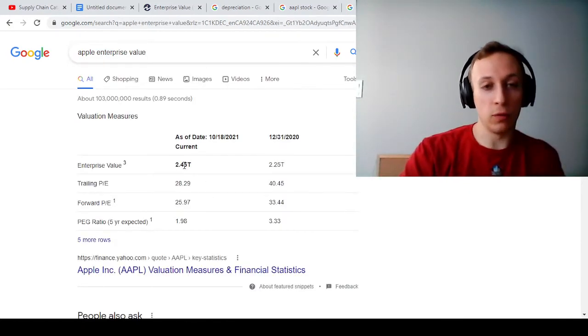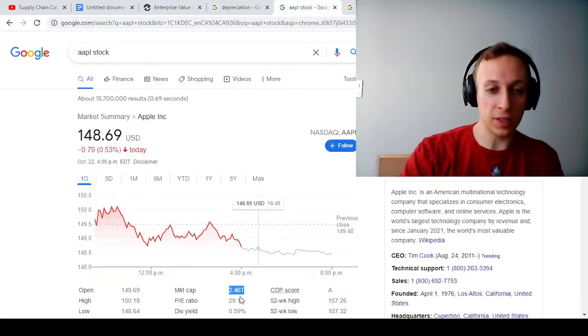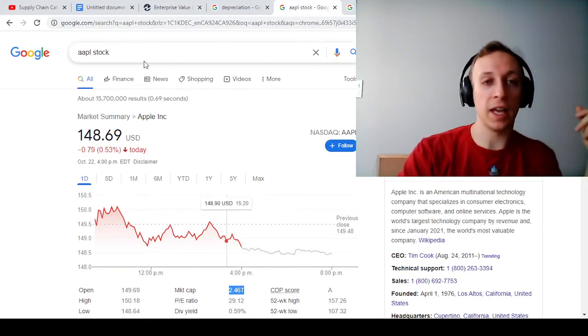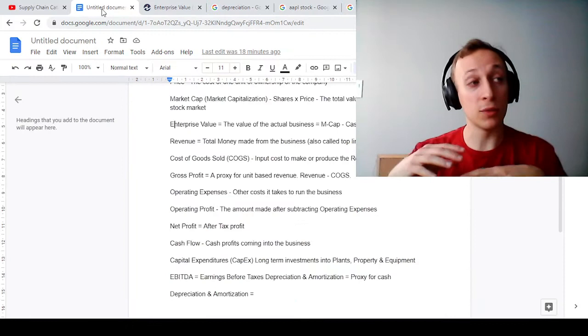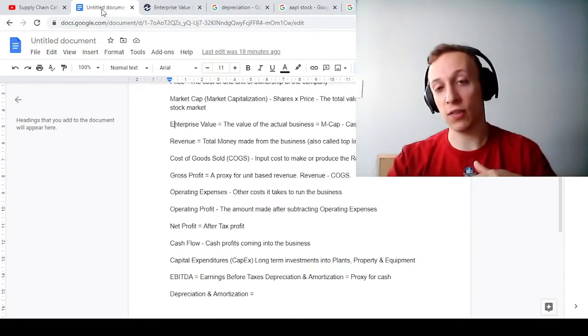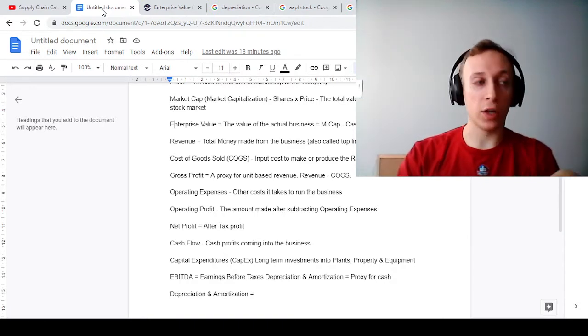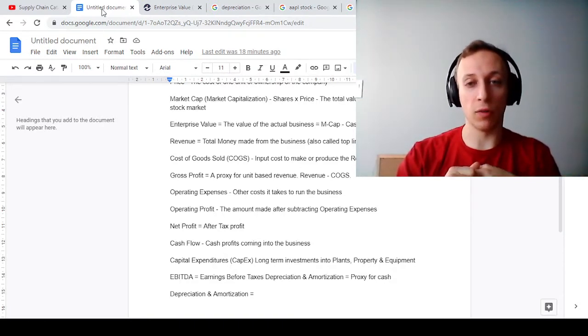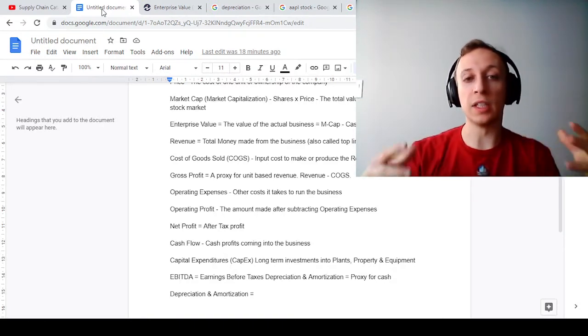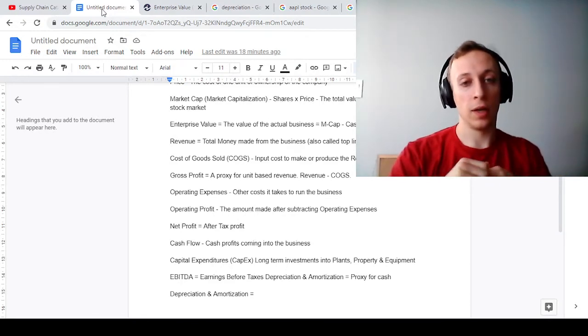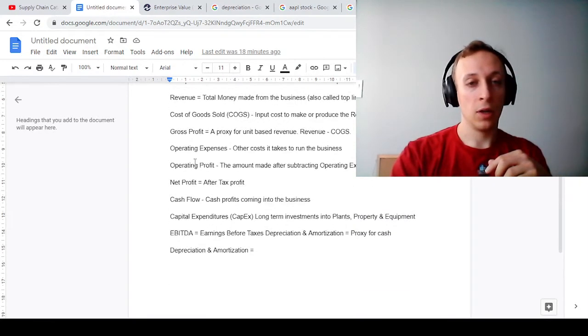It is worth 2.45 trillion, which is, again, almost the same as its market cap, 2.46. Again, typically these will be very close, but sometimes with businesses that have tons of cash or tons of debt, or very early businesses that aren't revenue generating yet, you will see this number be very different. So that's what enterprise value is.